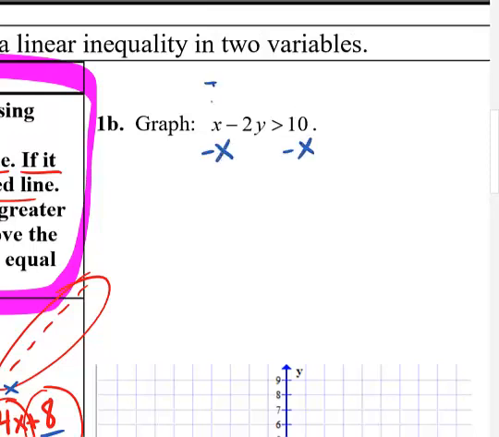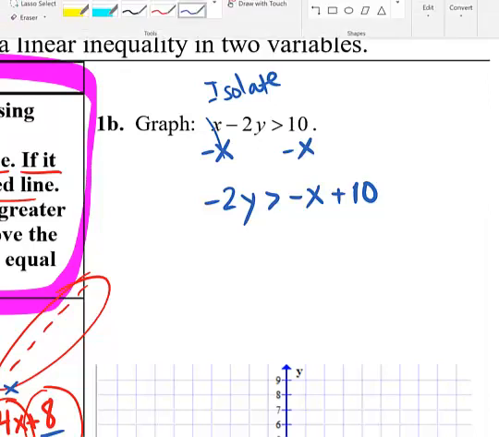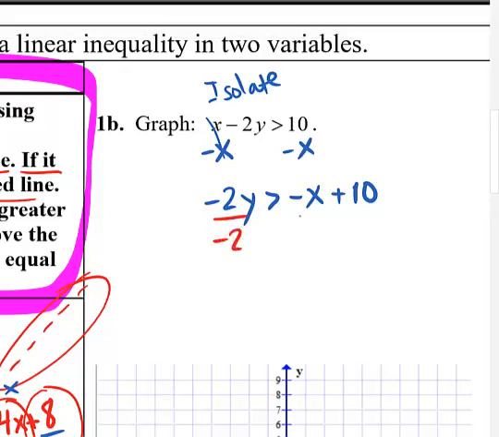So okay, we want to isolate y. That was the first step. If I move the x over, then I'm left with negative 2y greater than 10 minus x, but I'm going to write negative x plus 10, so it looks more like mx plus b. And then the last step would be divide by that coefficient, negative 2. Every term, all 3 terms should get that negative 2.